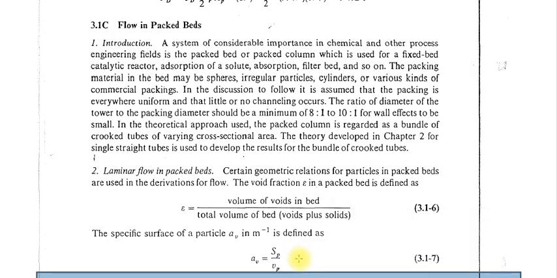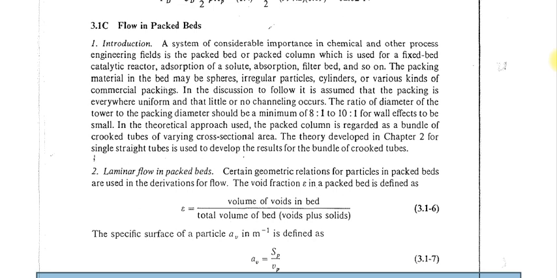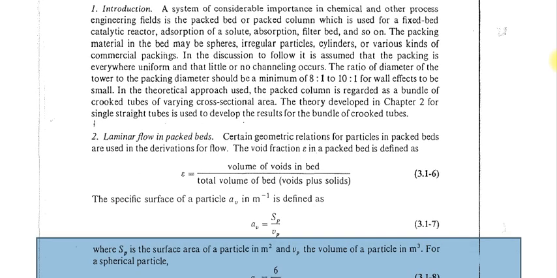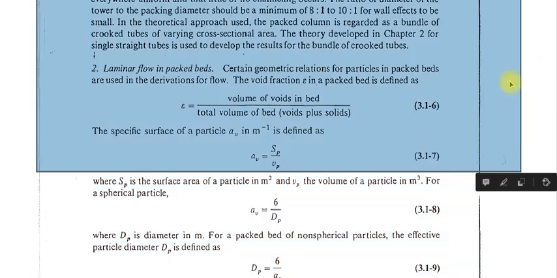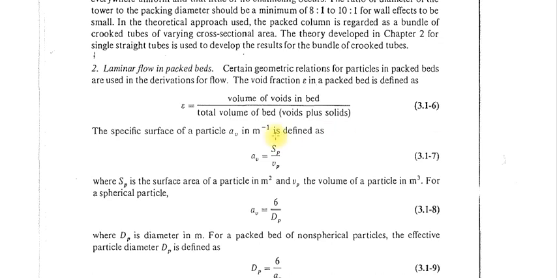First we have to define some different factors which are used in flow through the packed bed. First is the porosity. This symbol represents the porosity. It is defined as the volume of the void in the bed divided by the total volume of the bed. It can also be calculated as the total volume of the bed minus the volume of the solid, divided by the total volume of the bed. This is the porosity.